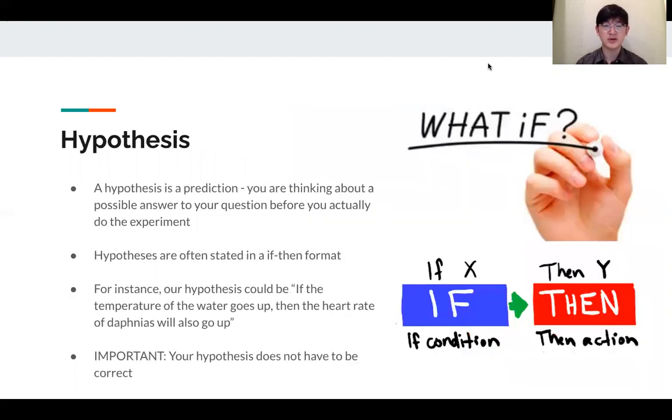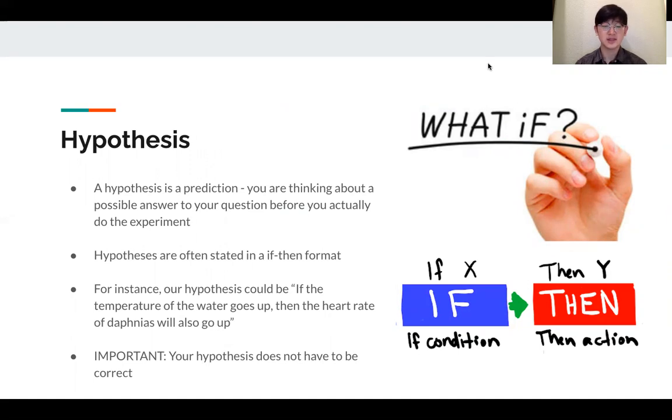So what we have to move on to now is a hypothesis. A hypothesis is a prediction. You are thinking about a possible answer to your question before you actually do the experiment, and they are often stated in an if-then format. So for instance, our hypothesis could be, if the temperature of the water goes up, then the heart rate of daphnias will also go up.